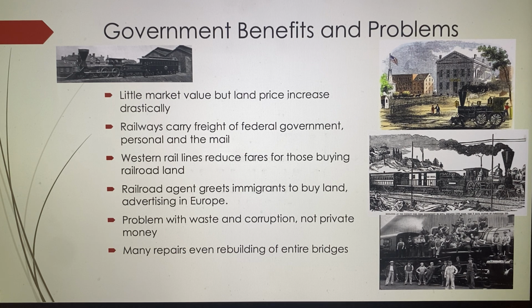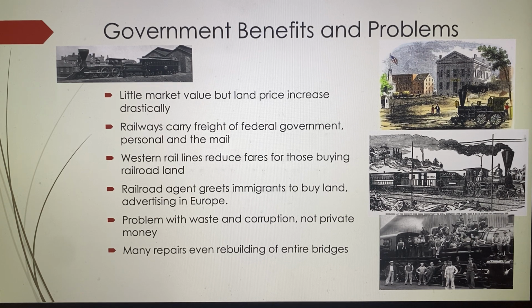Government benefits and problems. Well, at first there was little market value for the land, but the price increased drastically. When they bought it, the land was pretty worthless, but when the railroads came through, it later became quite expensive, being right next to the railroad. The railroads carried freight of the federal government, personal items, and also the mail. Those things were very important in going across the country. So the federal government benefited from being able to put the federal mail on the trains, and also using the trains for government work.